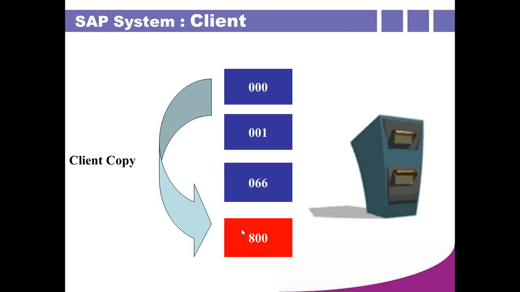Unless your business requires one more client in quality, production or development, we will not create one more client. If they want one more client for testing purposes, at that time only we will create a new client. That is also one time, again one more time, but not regularly. So this is the need for new client creation and the requirement to copy.